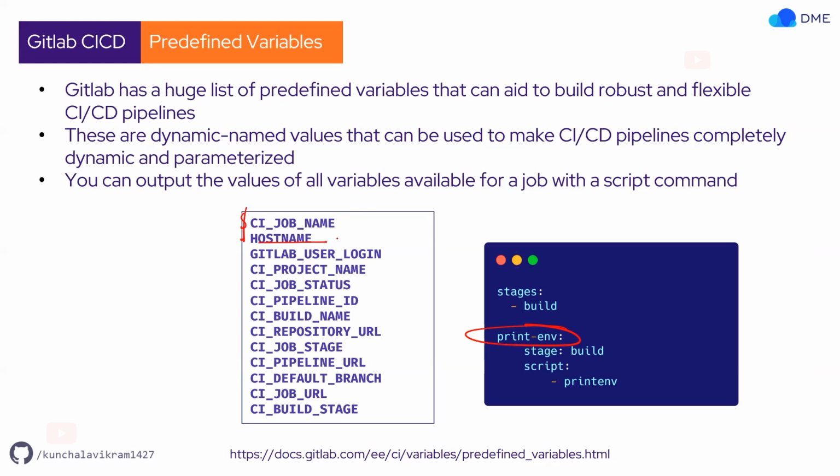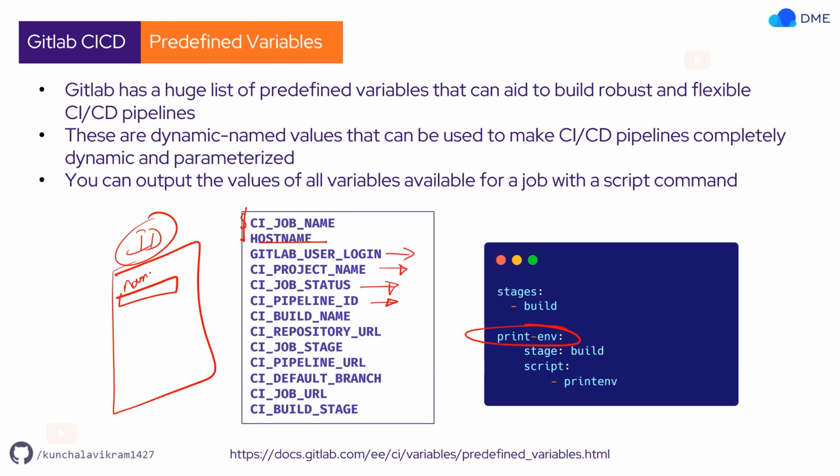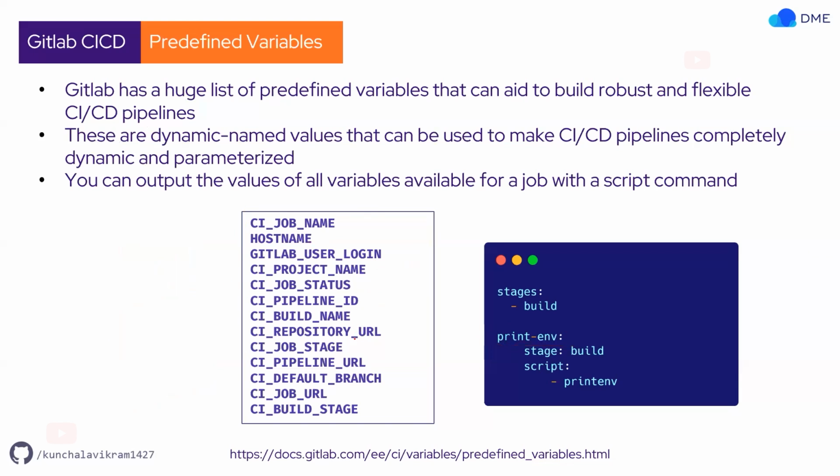Like host name, what is the host name of the runner? GitLab user login, the project name, job status, pipeline ID. Every pipeline that you run will have a separate ID generated every time. In fact, every job will have a name and it will also have an ID. Like repository URL, job stage. Currently, what is the job stage? Let's say I wanted to do something depending upon the job stage.